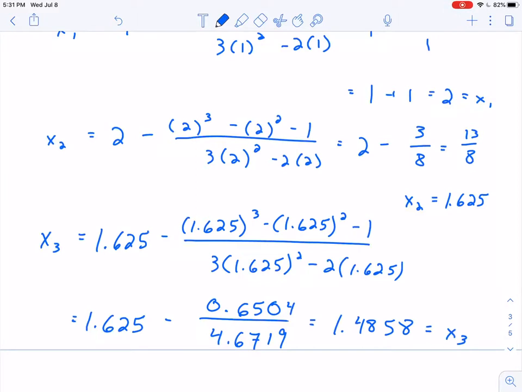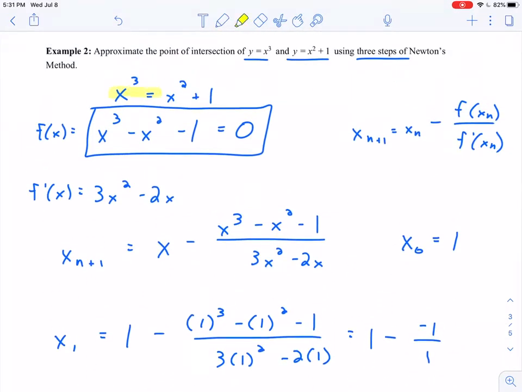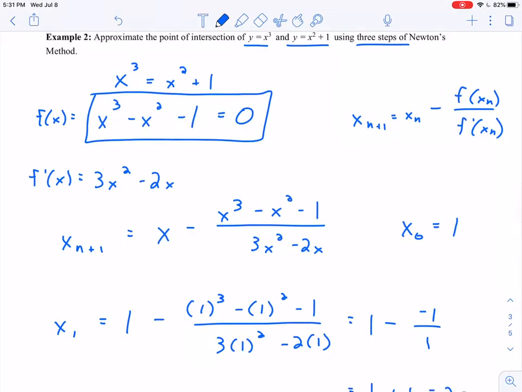And obviously I could continue down the road here. I could find x4, and so on. But this is the idea here: we took our functions, set them equal to each other, and then set that equation equal to 0, which allows us to use Newton's method to approximate the zero, which would be the same as the point of intersection between these two functions.